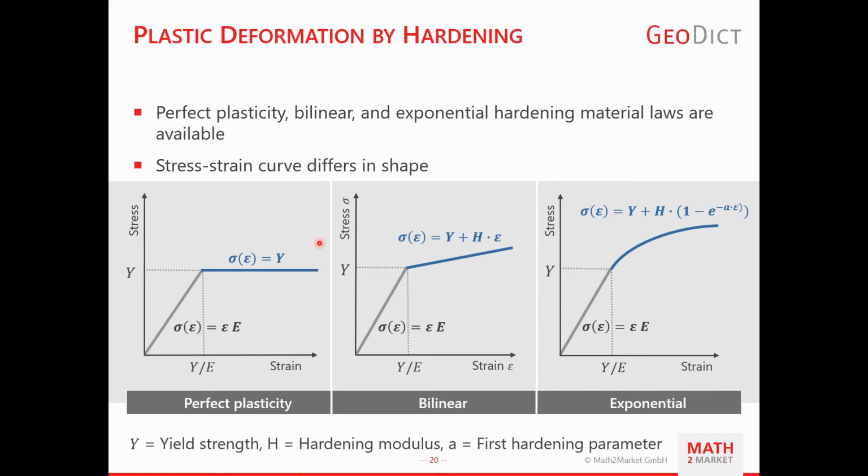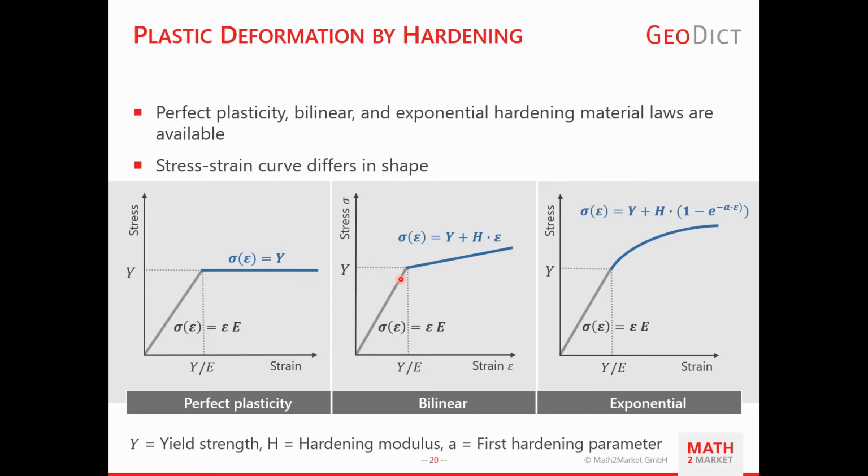And in perfect plasticity, you have a linear increase of the stress strain curve following the Young's modulus, and then it remains constant, because you have the perfect plastic deformation. The material is just flowing without any increase in stress.